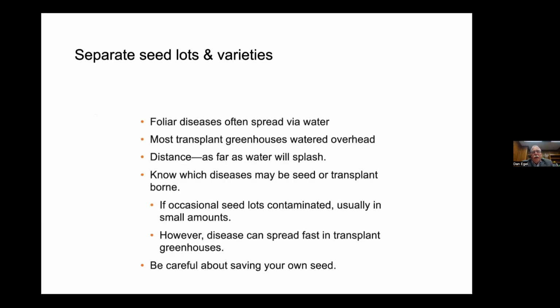So I recommend separating seed lots and varieties. If you are growing different seed lots or varieties, I recommend growing them physically apart. For example, if you have several varieties of tomato you're growing, don't grow them right next to each other. Grow them on separate benches. Grow them far enough apart that you can't get a disease to splash from one to the other. And I've seen that happen where it starts in one variety and spreads across all your varieties.